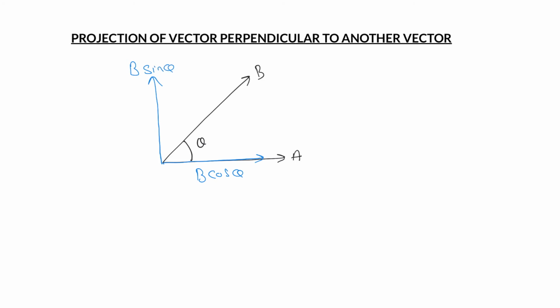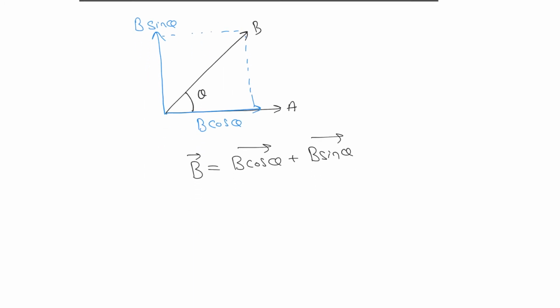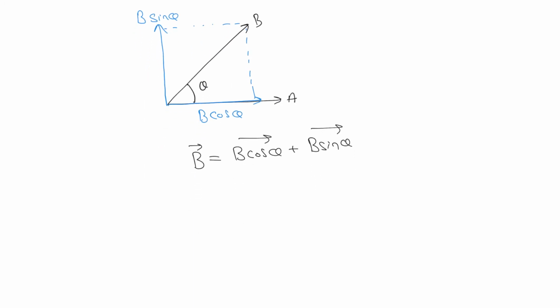Now if we add this B cos theta vector and B sin theta vector, we get the resultant vector as nothing but B vector. So we can represent it like this: B vector is equal to B cos theta vector plus B sin theta vector. Now this B sin theta vector is a vector which is perpendicular to the direction of A vector.